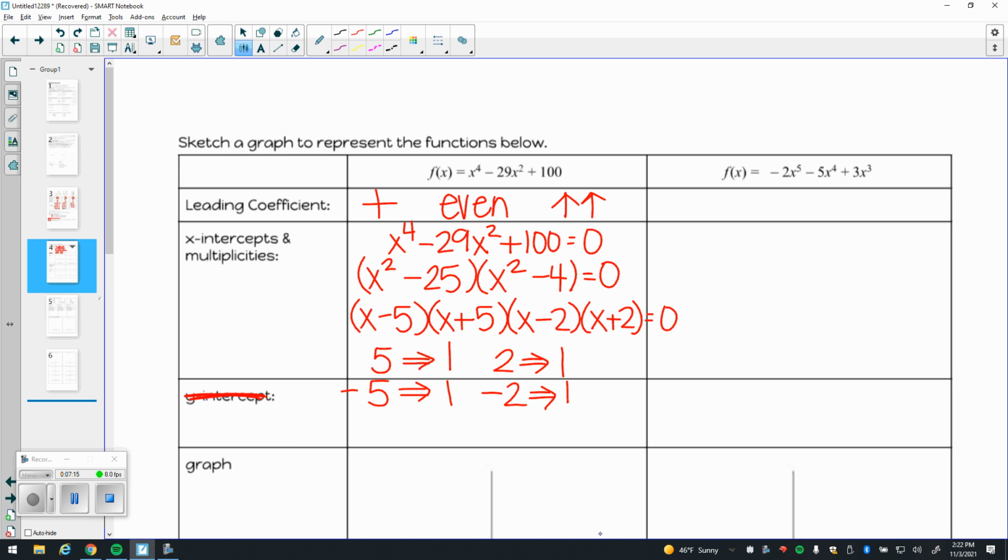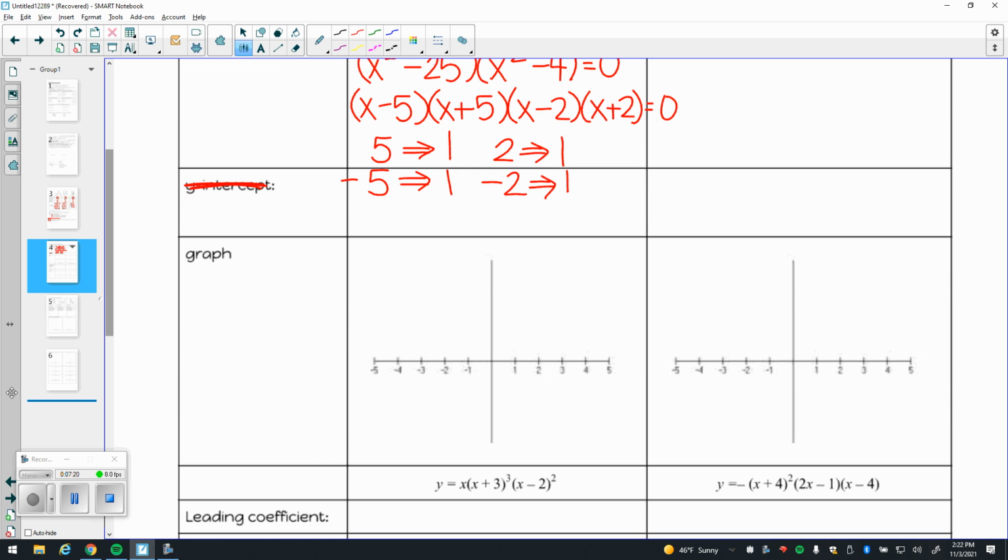Now, here's what I do when I go to graph this. I always sketch my x-intercepts out first. So I have one at negative 5, negative 2, 2, and 5. Yes?